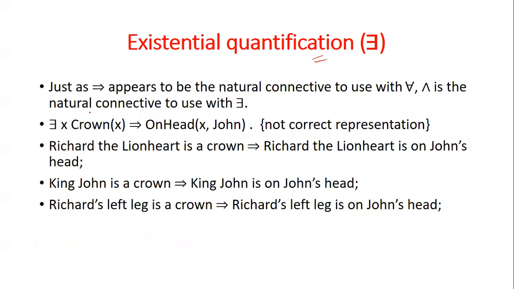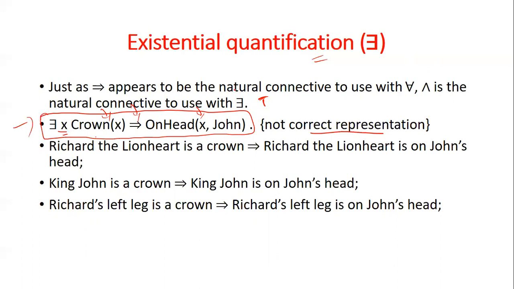If you use implication, then what will happen? That's what we are going to see. There exists x such that x is a crown, which implies x is on the head of John, right? This is actually not a correct representation. But while reading, it seems quite okay. There exists some x such that x is a crown, which implies that x is on the head of John. But actually, this is not correct, because when you apply implication, you should get true for all cases, right?